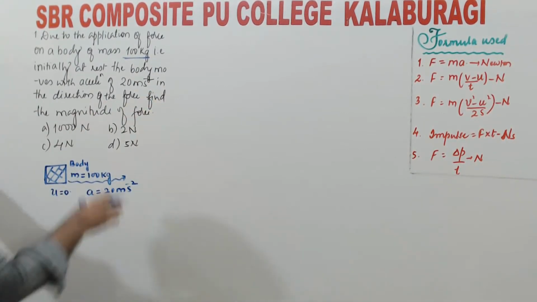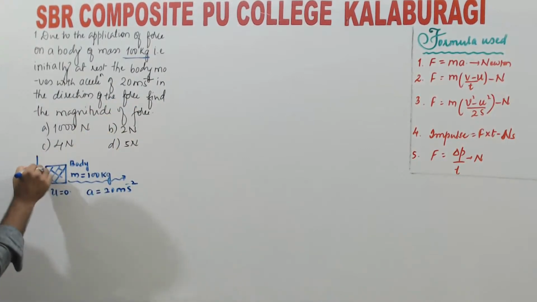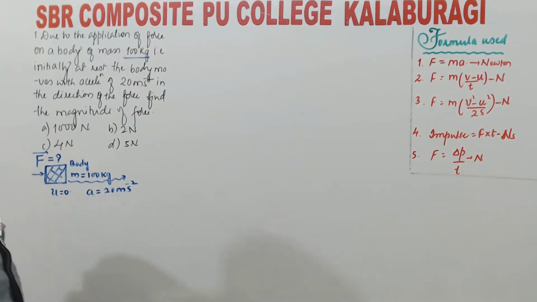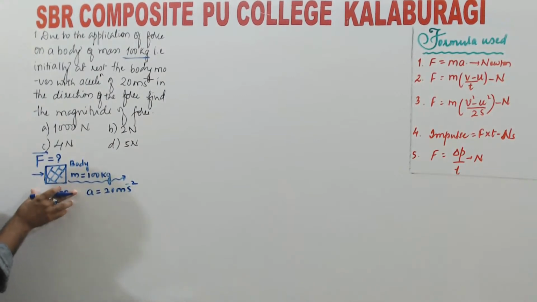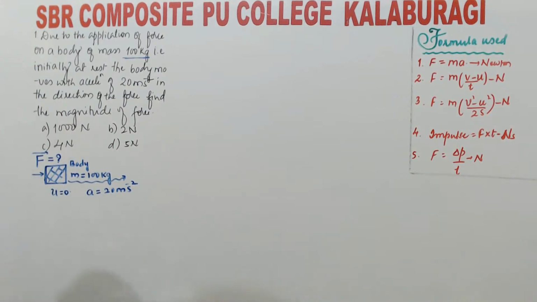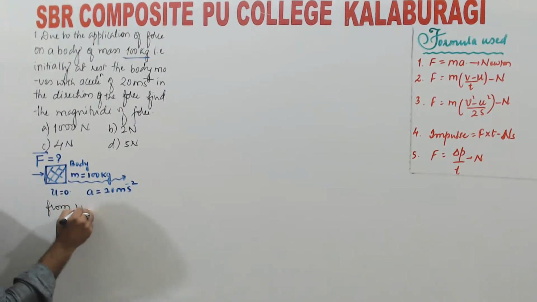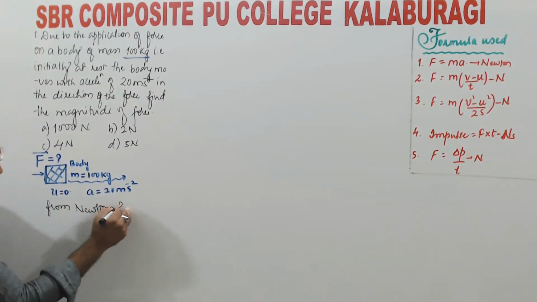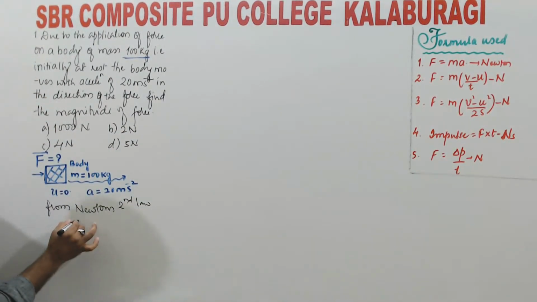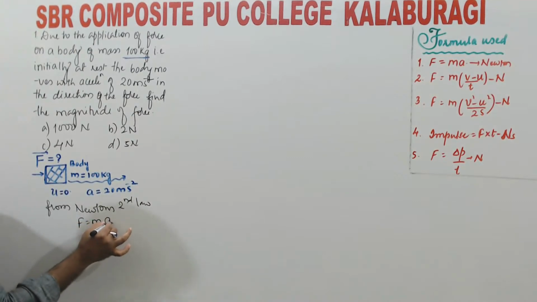When a force is applied on the body, how much force is going to be acting on it? According to Newton's second law, when we apply a certain force, the change takes place along the direction of the applied force. From Newton's second law we use formula number 1: force is equal to mass into acceleration.